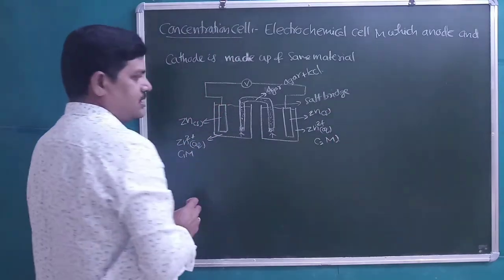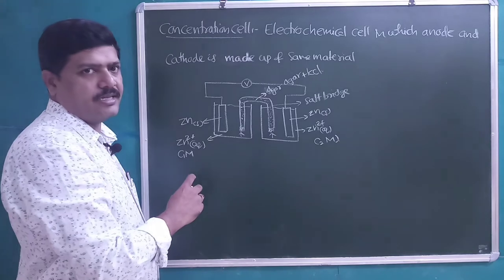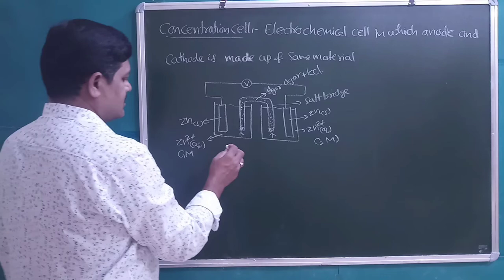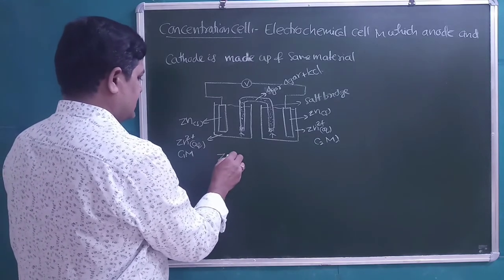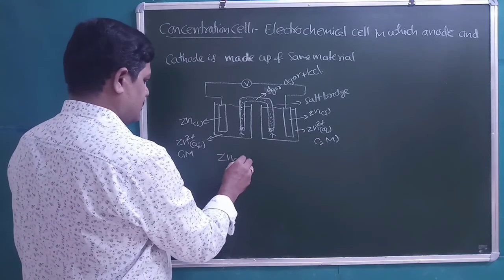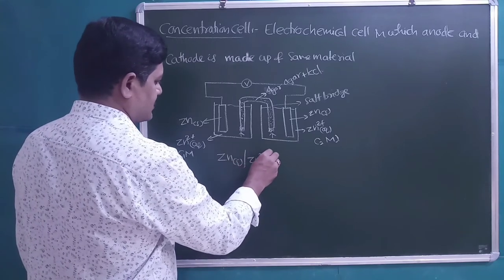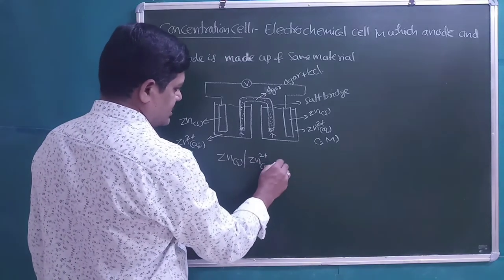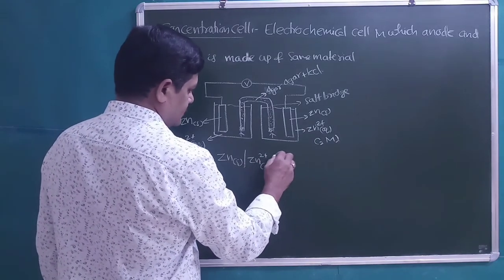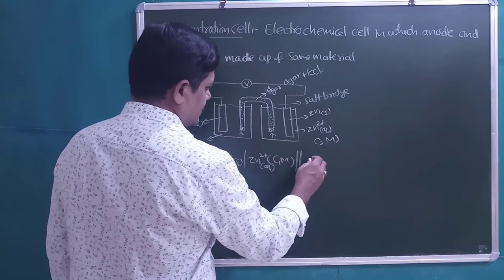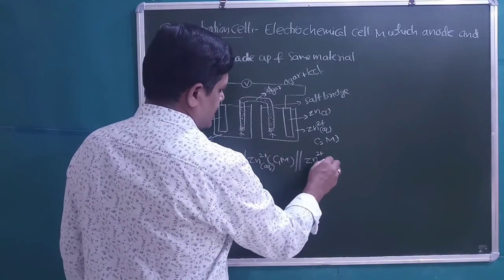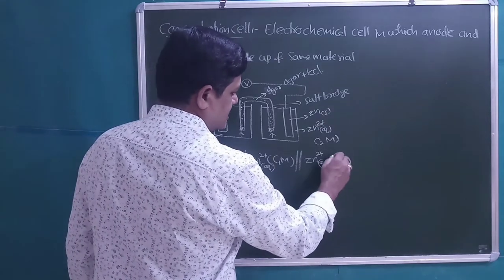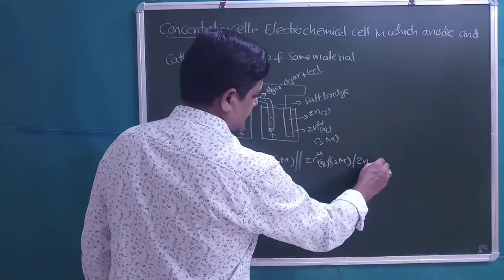Students, let us see the condition. What is the required condition for the cell reaction to be a feasible reaction? So this representation we can write as Zn solid | Zn2+ (anode electrode | anode electrolyte), concentration is C1 molar, || Zn2+ aqueous (cathode electrolyte), C2 molar is the concentration, | Zn solid.